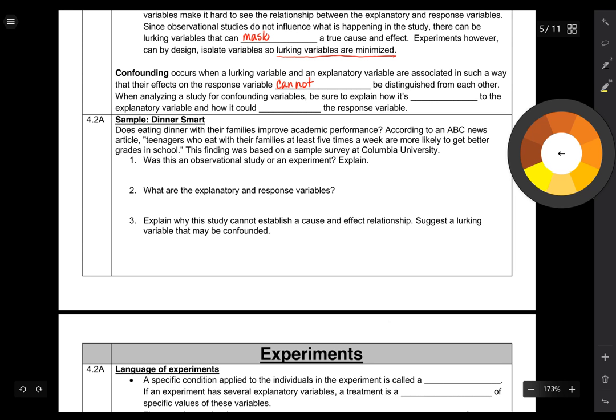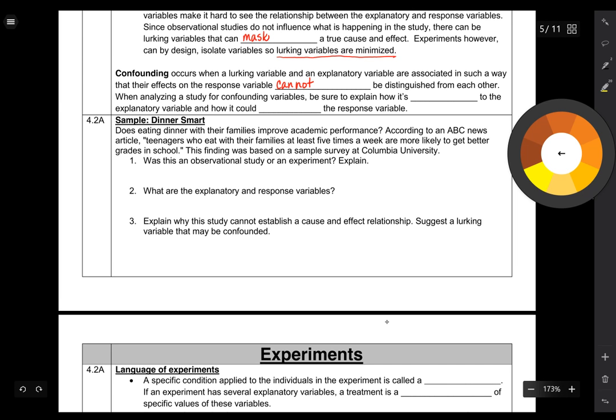I put additional notes after this section that I highly recommend that you read. A lot of times you'll get that additional information, and that is not anything for a grade, but it's something that's going to benefit you and help you do better. When analyzing a study for confounding variables, be sure to explain how it's associated to the explanatory variable and how it could affect the response variable.